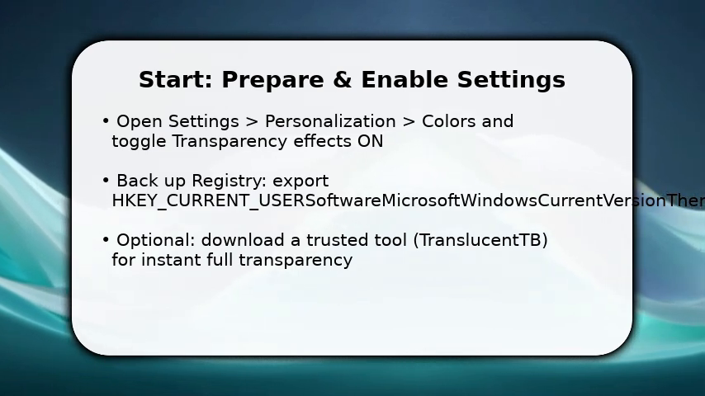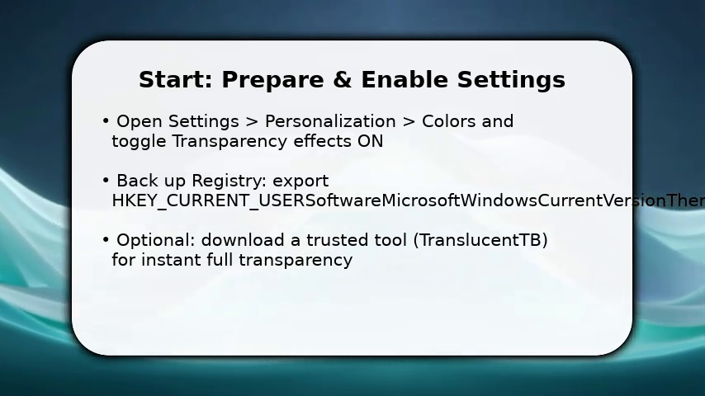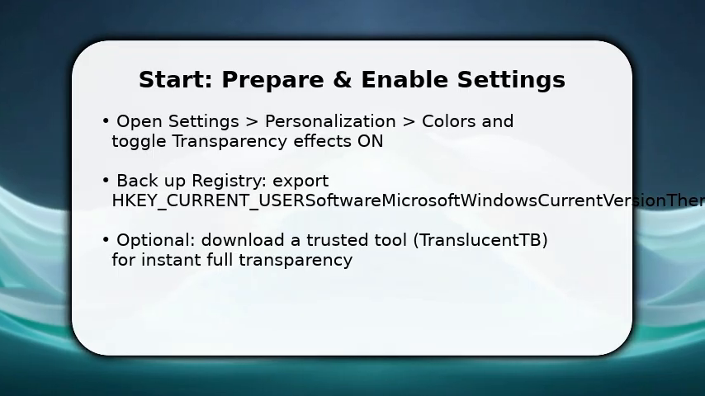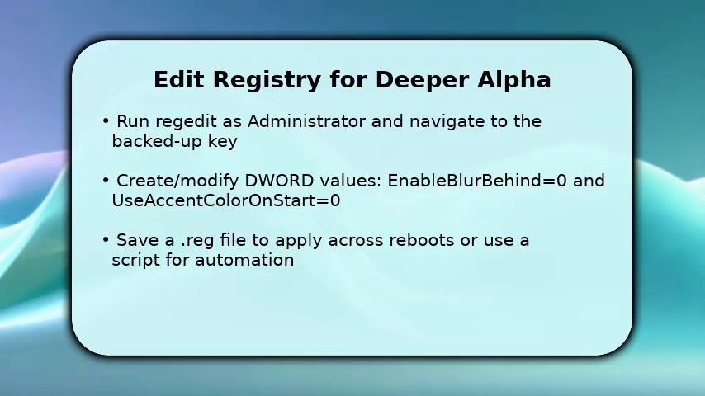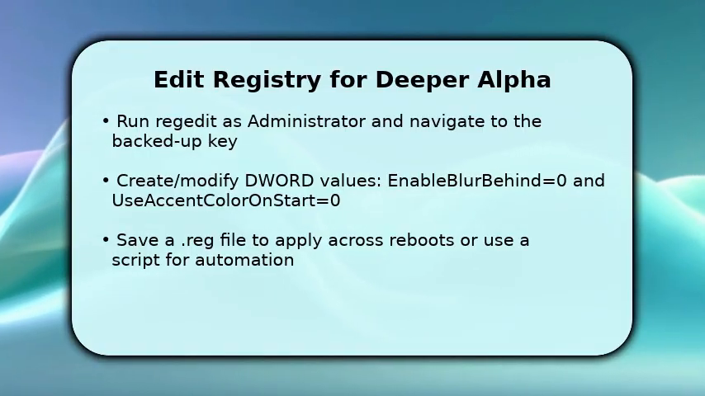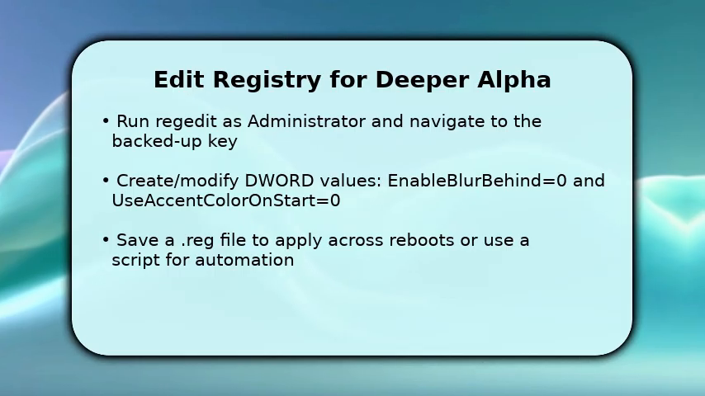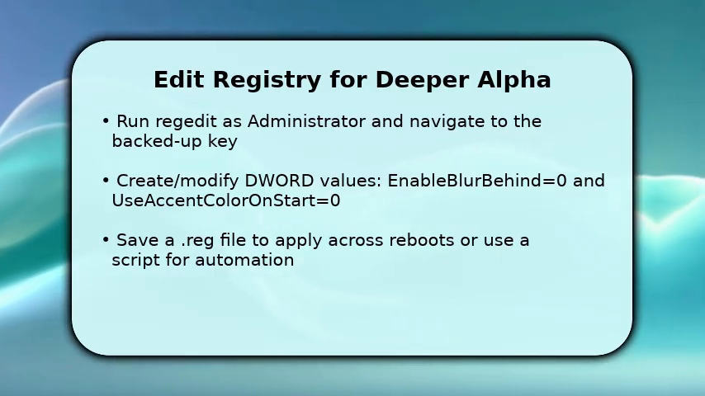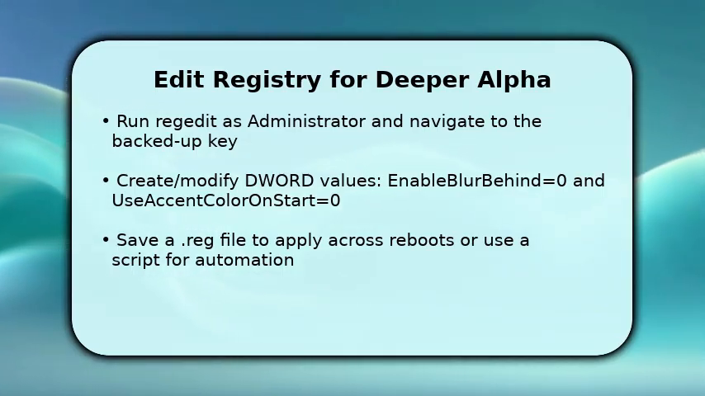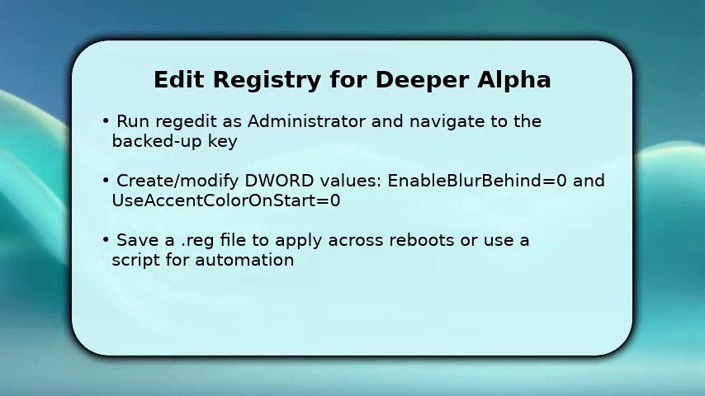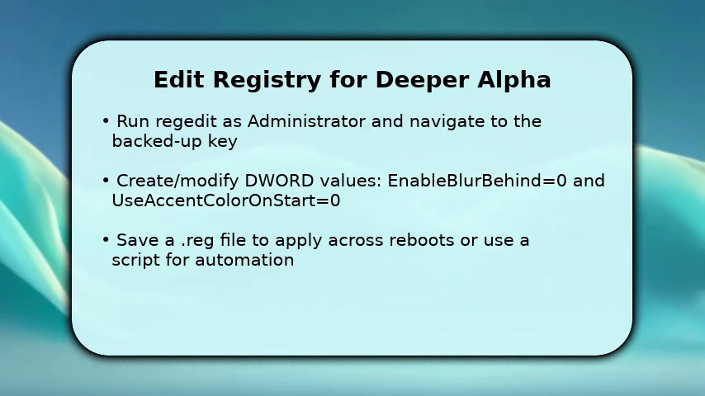Make sure you have admin rights before continuing, because the next steps modify system values. You now perform the deeper tweak, so the taskbar becomes fully transparent instead of frosted. Run Regedit as administrator and open the themes key you exported. Create or set words such as EnableBlurBehind to 0 to disable blur, and adjust UseAccentColorOnStart to 0 so color tinting stops. Once done, export the modified branch as a reg file so you can reapply it after updates.